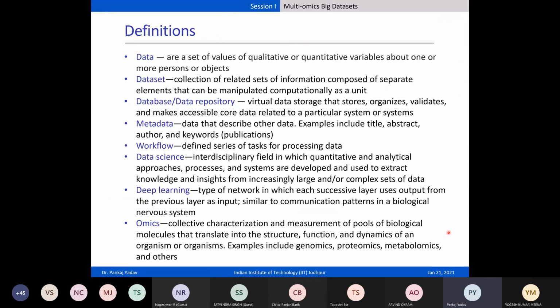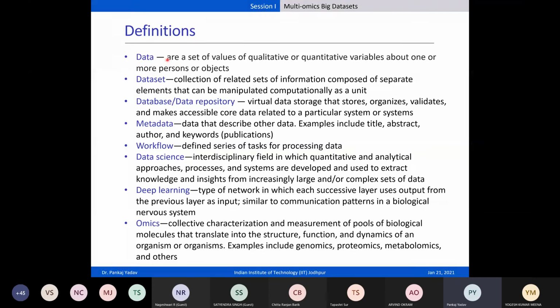I believe that most of you come from a computer science background, but still I would like to take you through all these basic definitions so that you can follow this session. So let me just start with this very basic definition.